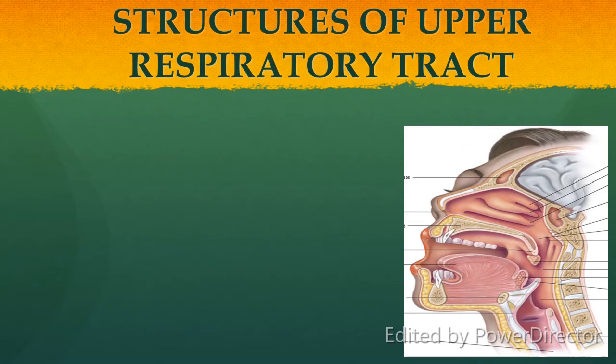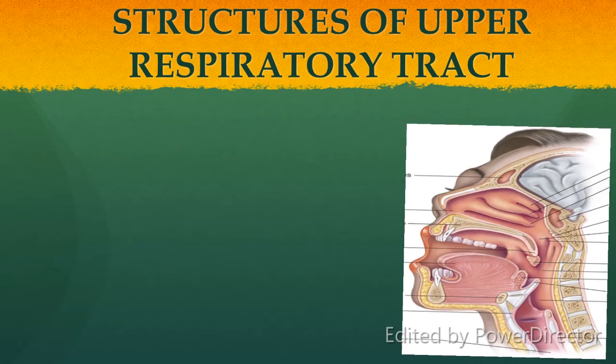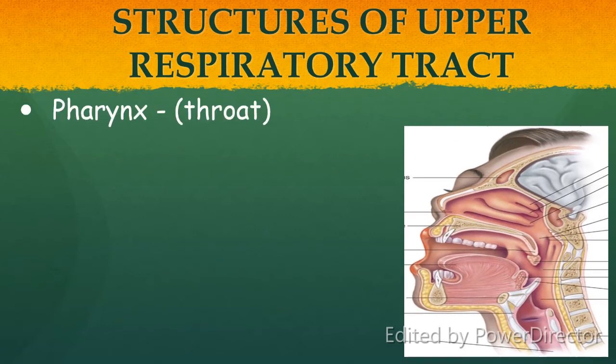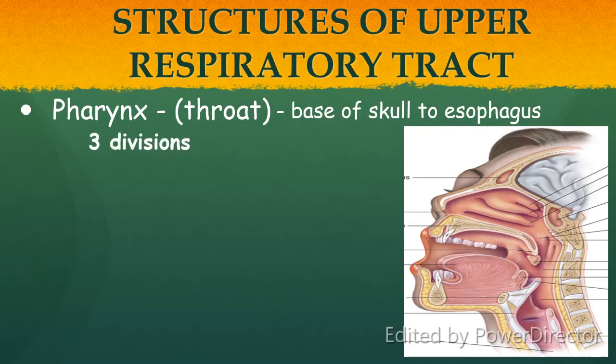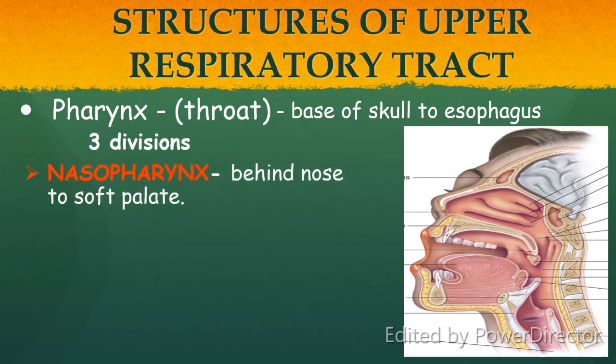The second structure of the upper respiratory tract is the pharynx, or our throat. It is located from the base of the skull to the esophagus. The pharynx has three divisions. We have the nasopharynx, which is located behind the nose to the soft palate. So here is our nasopharynx, the space behind our nose.